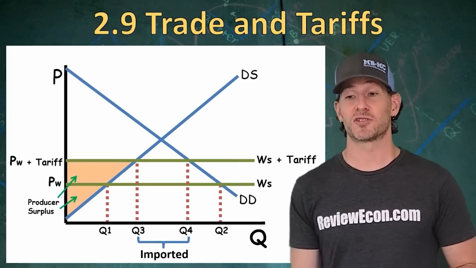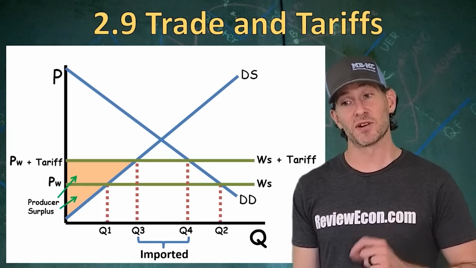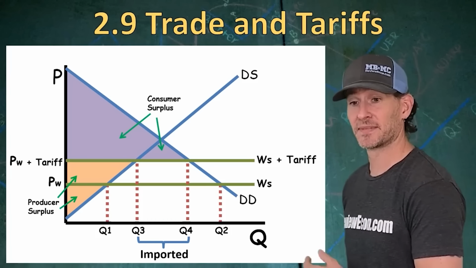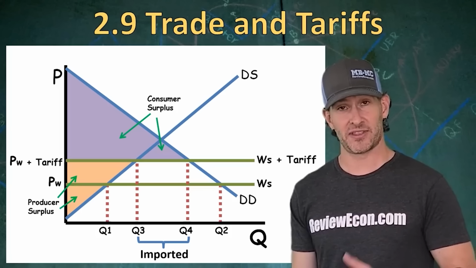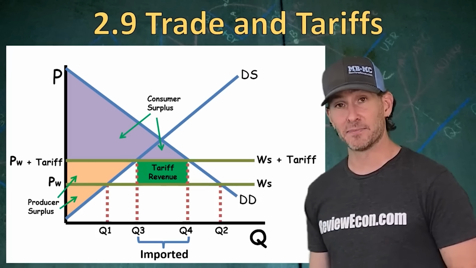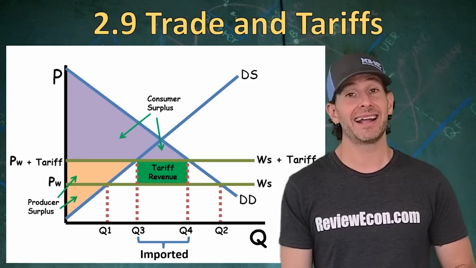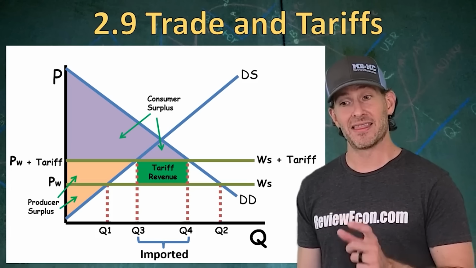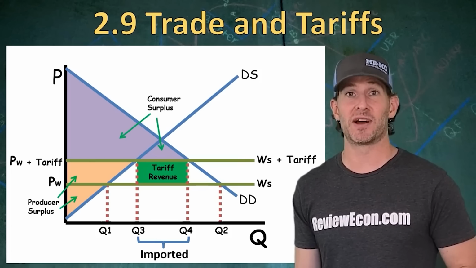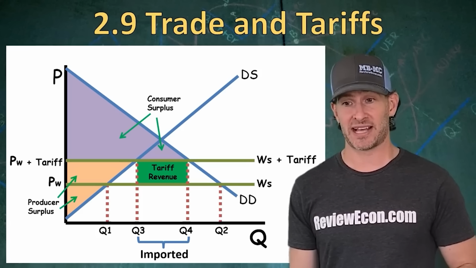Producer surplus grows a bit. Consumer surplus shrinks a bit. But there is another benefit, and that is some tariff revenue. The amount that is imported times the height of that tariff, the gap between PW and PW plus the tariff, that is our tariff or tax revenue as a result of the import tax.